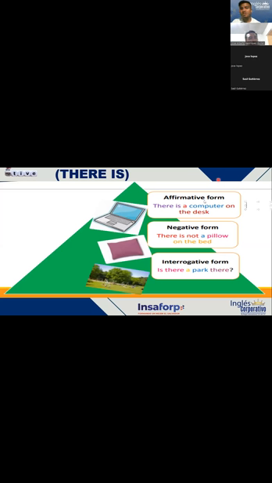So here, if we want to make the contraction, we can say there's, or there isn't. That happens, eso solo pasa con there is. Porque si yo tengo there are, yo no puedo decir there're. That's impossible. That's an X. Never ever do that. But I can make the contraction with the verb be, and I can say there aren't. That's the only contraction that I can do with there are. But with there is, I can do these two contractions. I hope it answers your question, Saul.